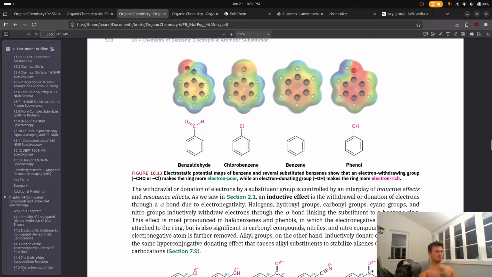The withdrawal or donation of electrons by a substituent group is controlled by an interplay of inductive effects and resonance effects. As we saw, an inductive effect is the withdrawal or donation of electrons through a sigma bond due to electronegativity. Halogens, hydroxyl groups, and carbonyl groups, cyano groups, and nitro groups inductively withdraw electrons through the sigma bond.